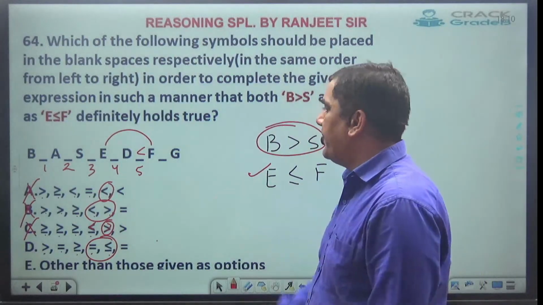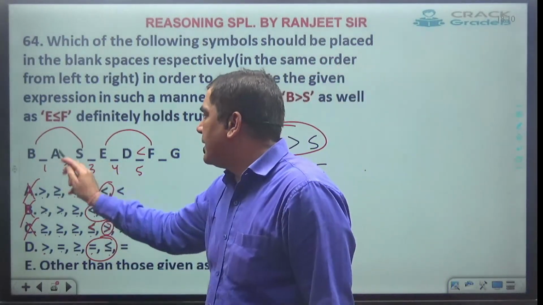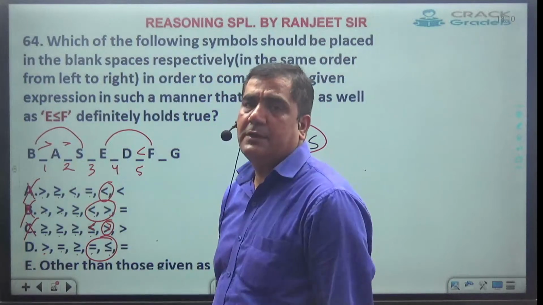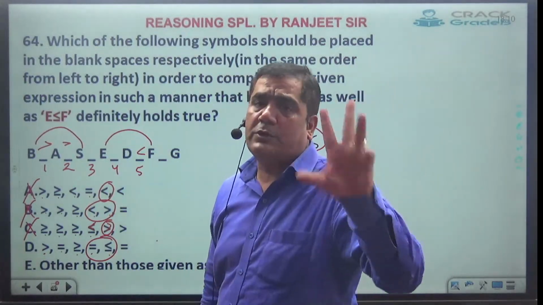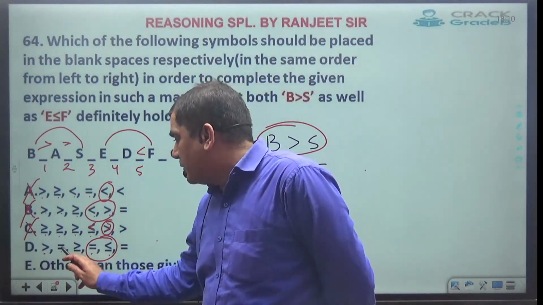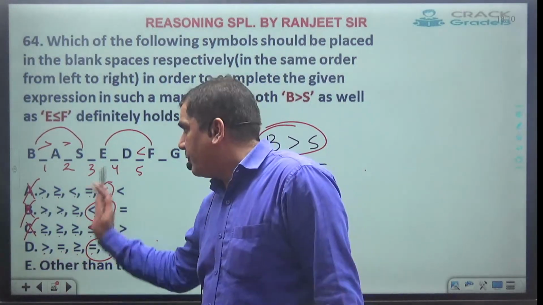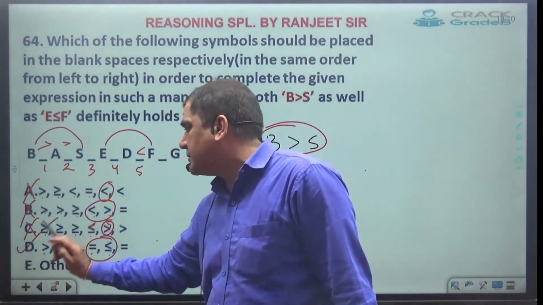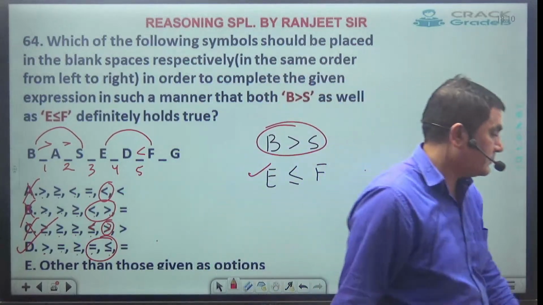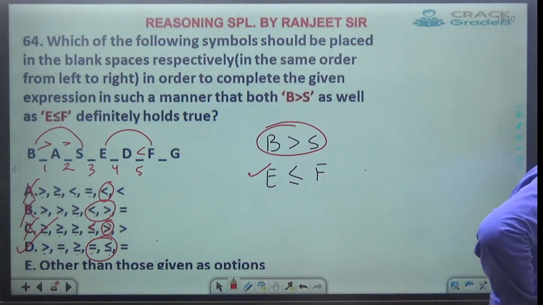Let's go for the first one, B and S. First two must have signs like this, and equal to should not be in both of them. Just see, equal to is there, equal to is not there, correct, and faces is towards B. So the answer is what? D. Clear? Yes, D is the answer.